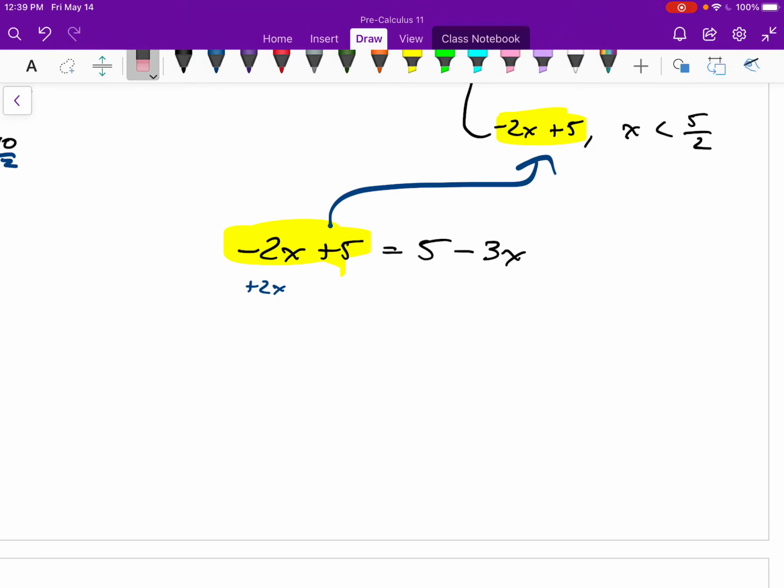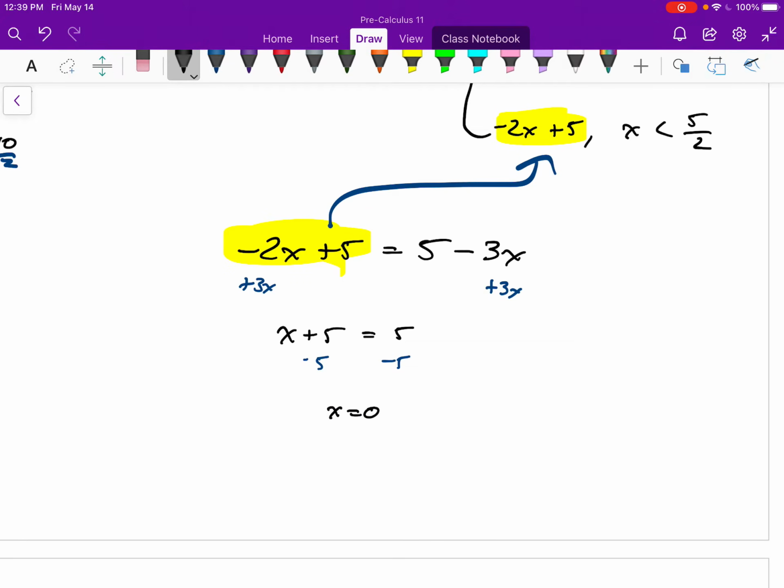Wow, I'm on a roll here. Probably should just re-record the video, but I'm not going to. Take 4. I'm going to add 2x. Take 5. I'm going to add 3x to both sides. There we go. Whew. I get x plus 5 equals 5. I'm going to subtract 5 from both sides.